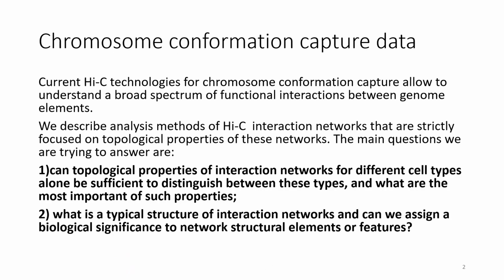Hello everyone. We analyze Hi-C interaction networks and focus strictly on topological properties of these networks. The main questions we are trying to answer are: can topological properties of interaction networks distinguish between different cell types? And also, what are the most important of such properties? And secondly, what is a typical structure of interaction networks? And can we assign a biological significance to some structural elements or features?